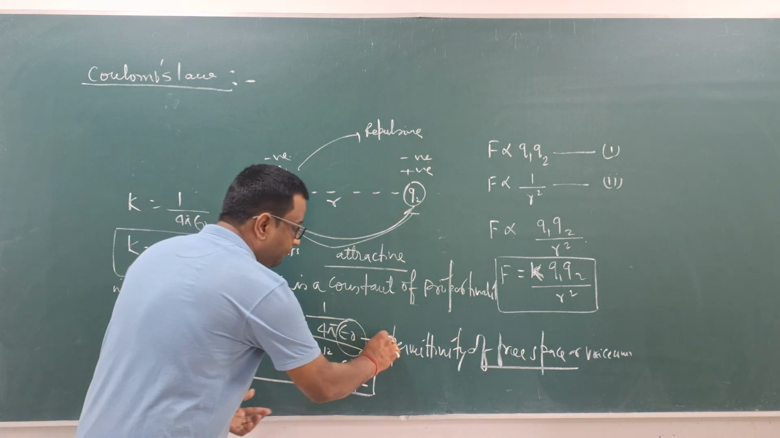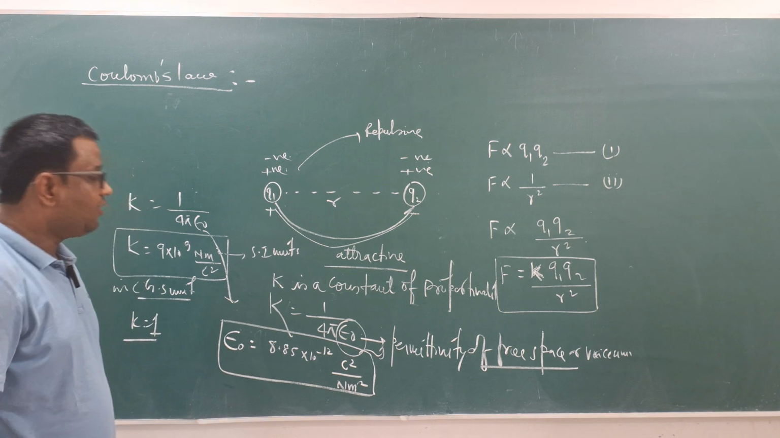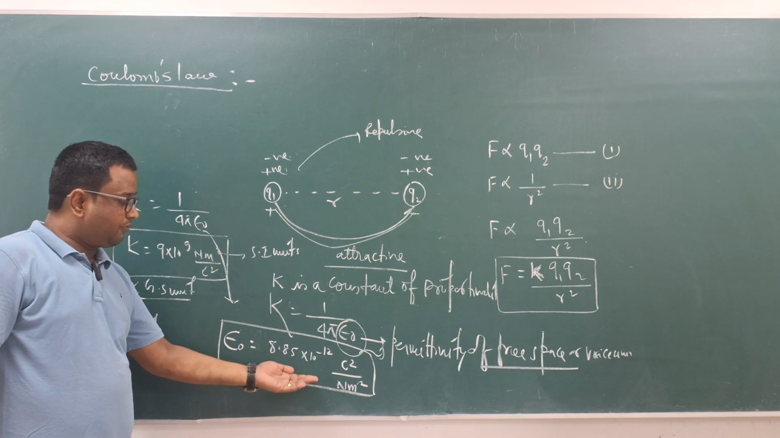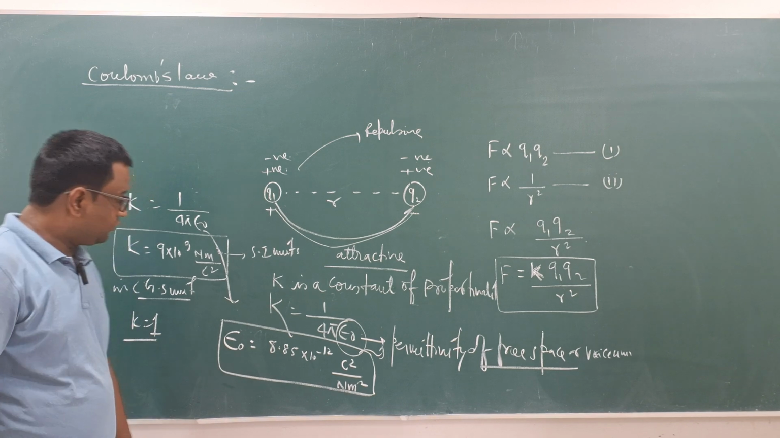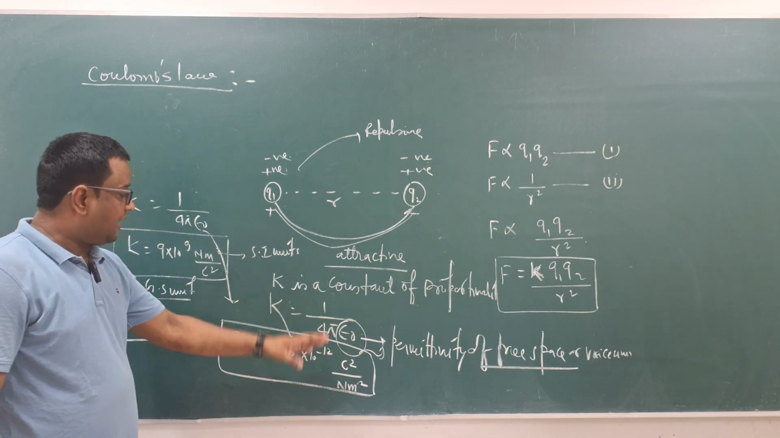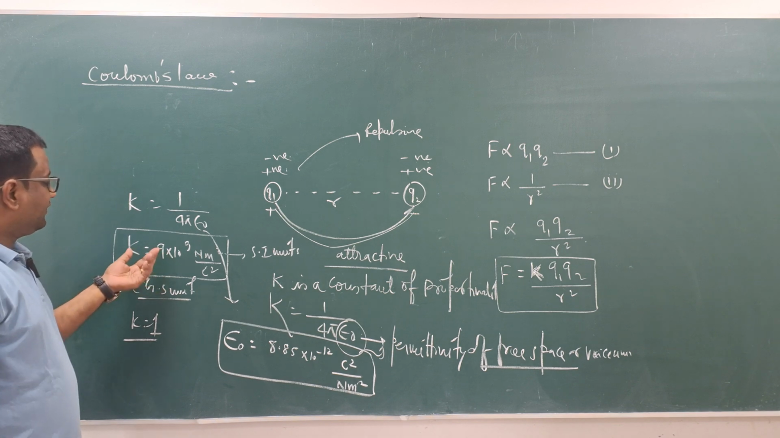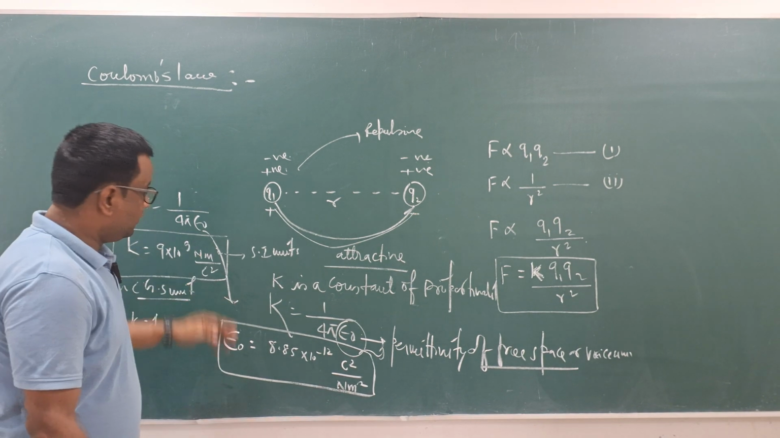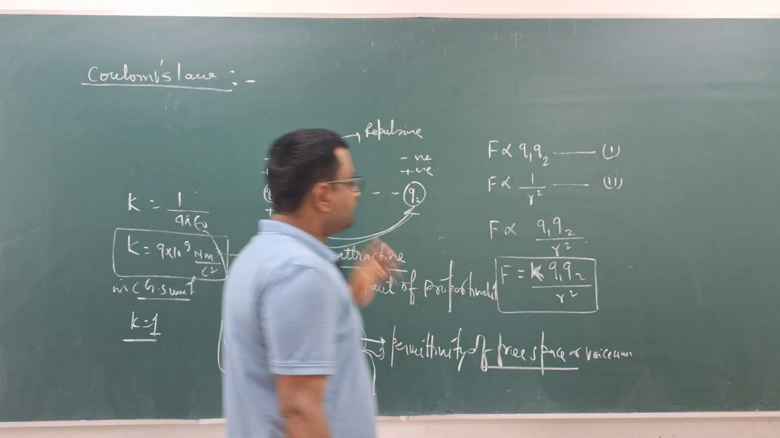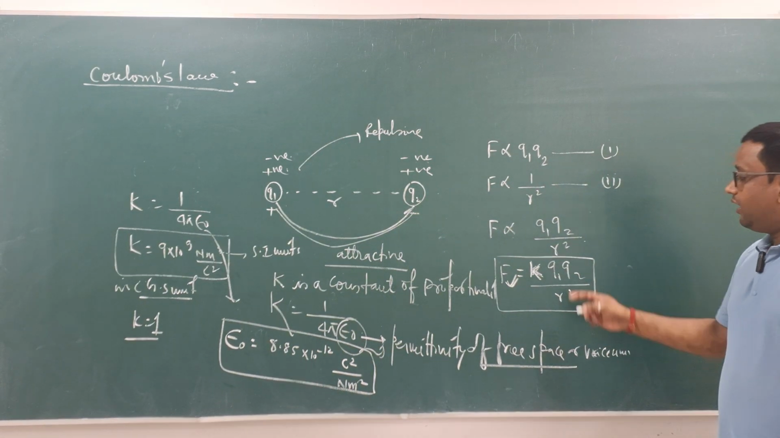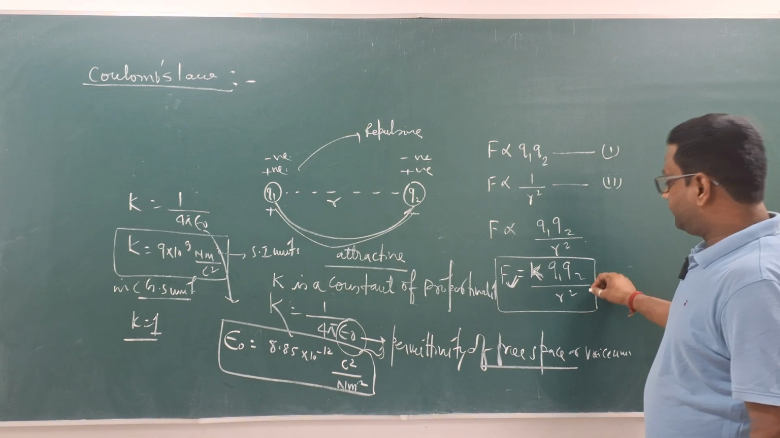Epsilon naught is known as the permittivity of free space or vacuum, जिसका वैल्यू होता है 8.85 10 to the power minus 12 कूलम्ब स्क्वायर पर न्यूटन मीटर स्क्वायर. जब इस एप्सिलॉन नॉट के वैल्यू को हम इस एक्सप्रेशन में डालकर सॉल्व करते हैं, we get the value of K, that is 9 into 10 to the power 9 न्यूटन मीटर स्क्वायर पर कूलम्ब स्क्वायर. तो कूलम्ब्स लॉ के हेल्प से हमने ये फोर्स का सिर्फ मैग्नीट्यूड निकाला। हमें क्या मिला? मैग्नीट्यूड ऑफ फोर्स.